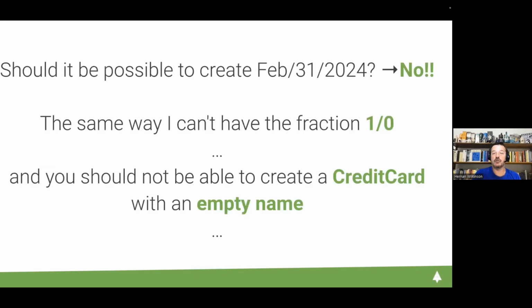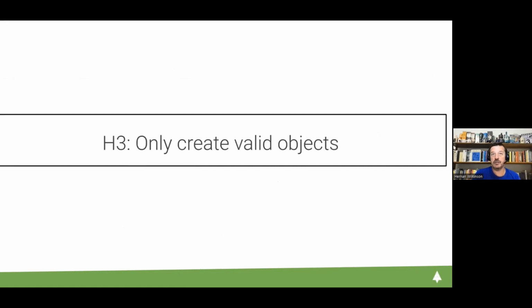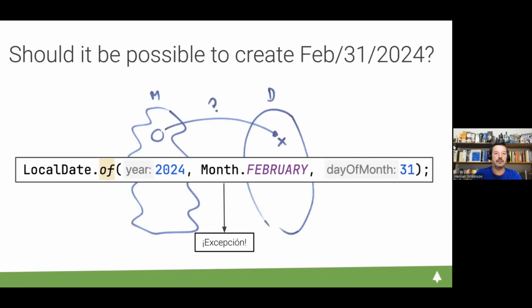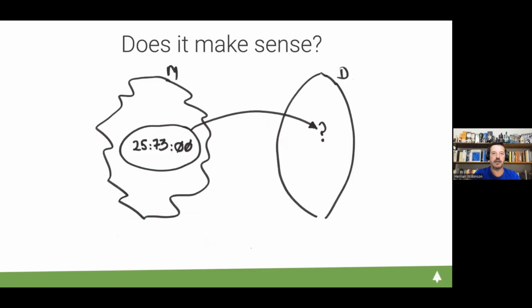It should not be possible to create February 31st, 2024, the same way it is not possible to have a fraction whose denominator is 0, and the same way it's not possible to create a credit card with an empty name or an empty number, and so on. Okay, so the third heuristic is to only create valid objects. And when you do that, if you try to create, for example, February 31st, 2024, you cannot. You throw an exception, and you cannot create that date in this case.